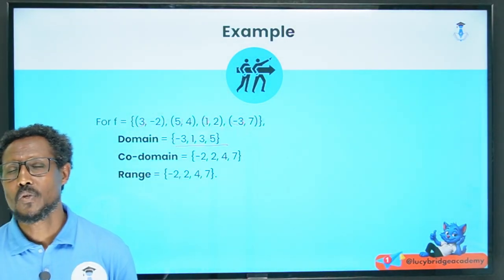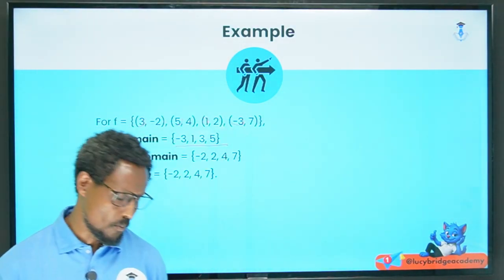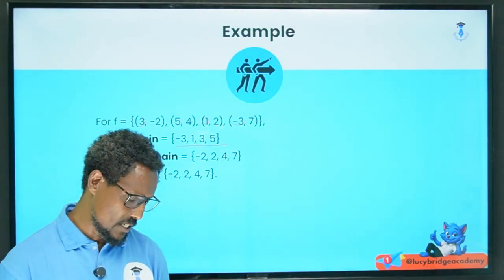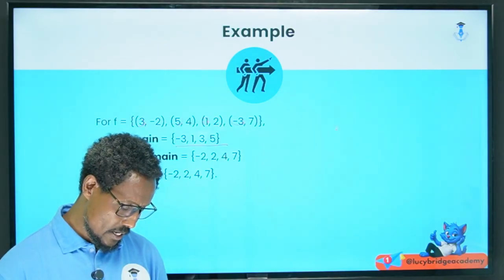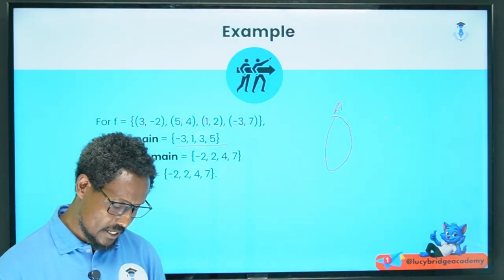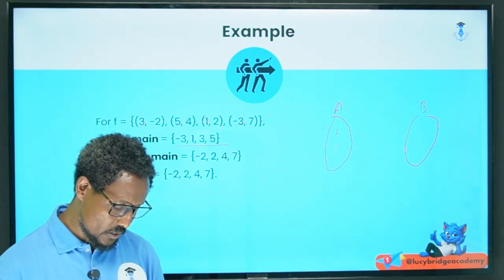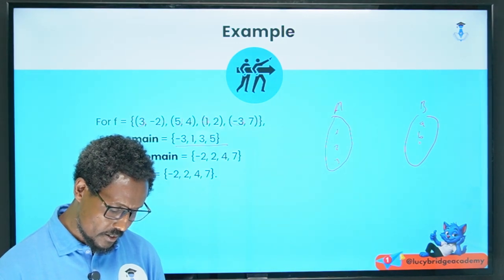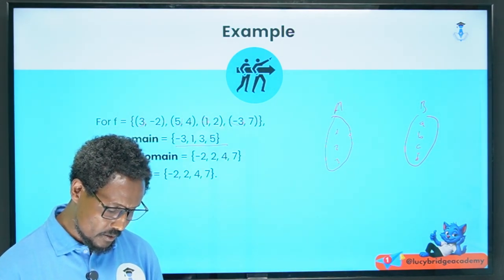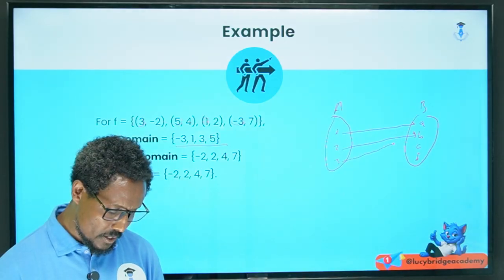አንዳንድ ጊዜ ዶሜኑና ኮዶሜኑና ሬንጁ አንድ አይነት ሊሆን ይችላል። ሁል ጊዜ ግን ነው ማለት አይደለም። ልመልሳችሁ ወደ ቅድሙ ዲያግራም ስመልሳችሁ ወይም ደግሞ ሌላ ዲያግራም ላሳያችሁ። Assume this is set A and here is set B. Set A: 1, 2, 3 and set B: A, B, C and D. If 1 maps to A, 2 maps to B, again 3 maps to B.